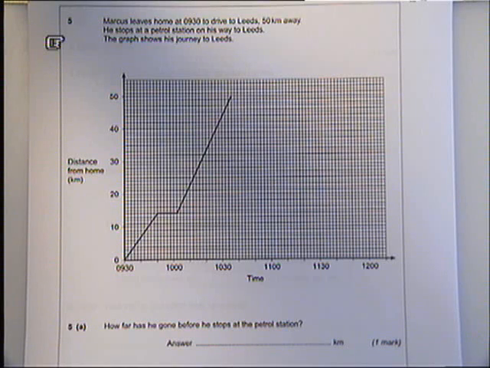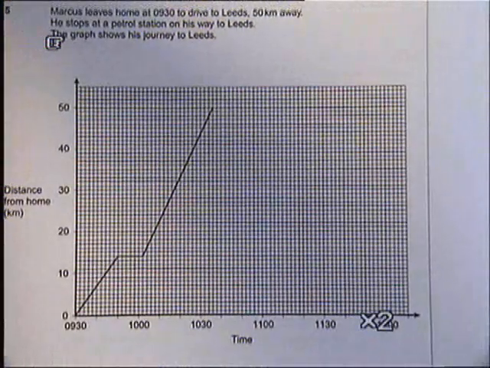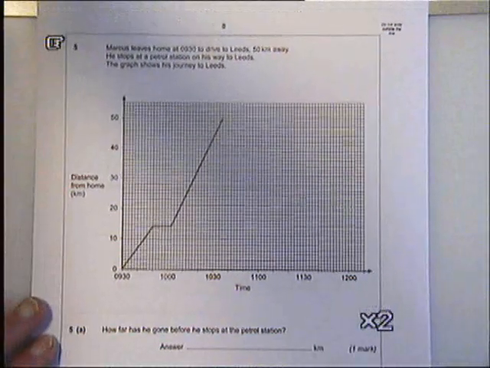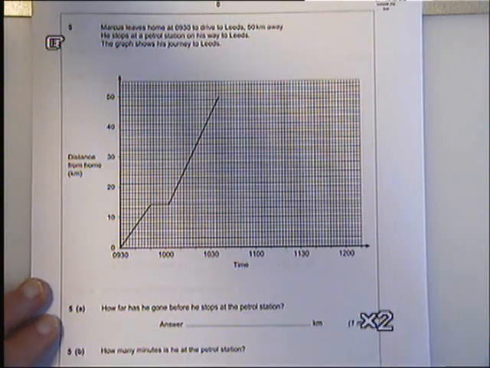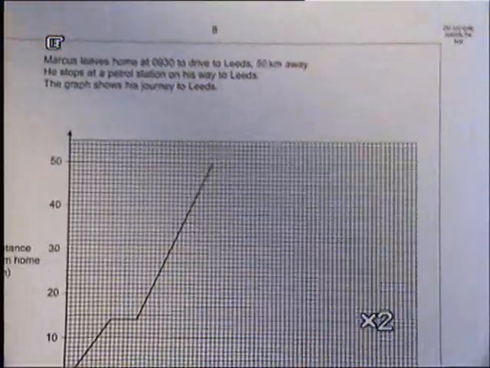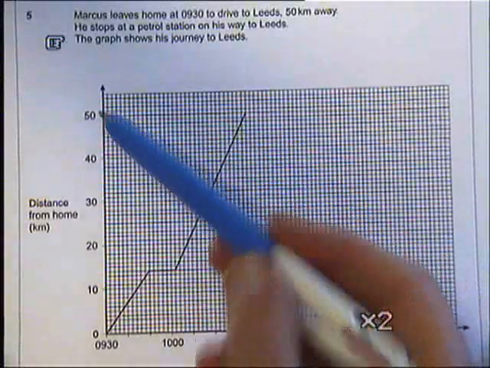This is question 5 on the November 2010 Mod 5 Higher Paper 1. We've got a travel graph and they're going to ask us some questions and ask us to do some drawing on it as well. It says Marcus leaves home at 9:30 to drive to Leeds, 50 kilometres away. Leeds is up here, this is the 50 kilometre mark.